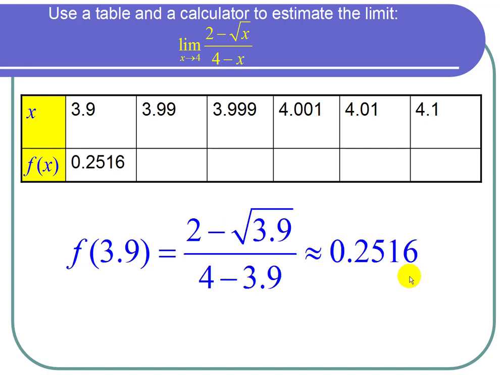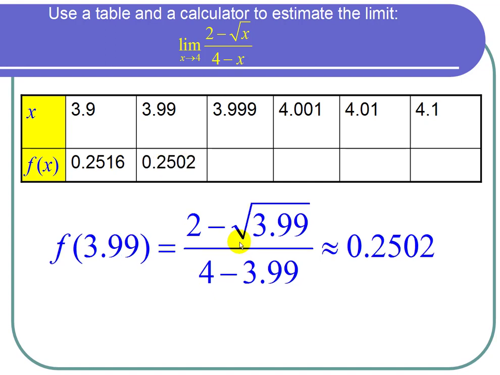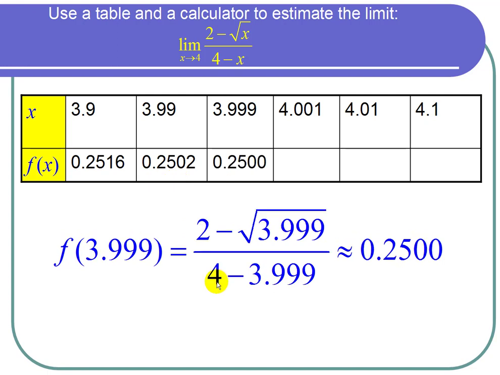Let's plug in 3.99. And when I do that, I get 2 minus root 3.99 over 4 minus 3.99. And I got 0.2502. And I put that number in my table. So then I put in 3.999. And when I plugged in 3.999, I got approximately 0.2500. And I put that in my table.